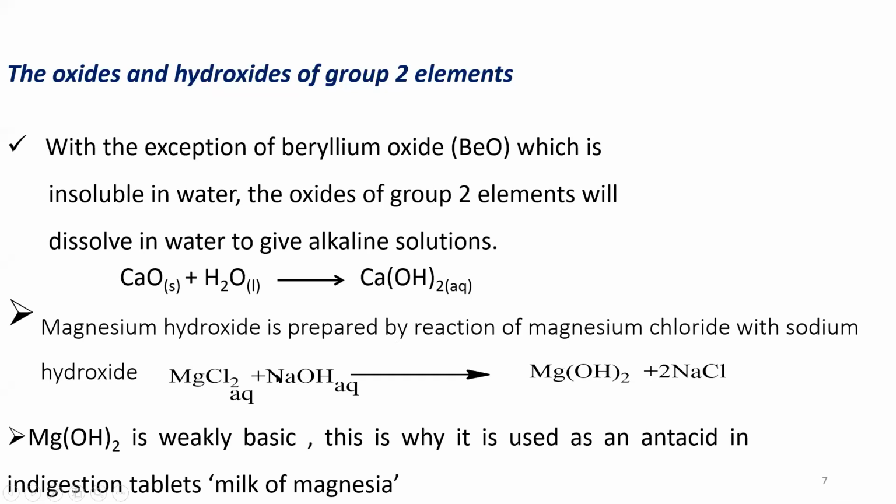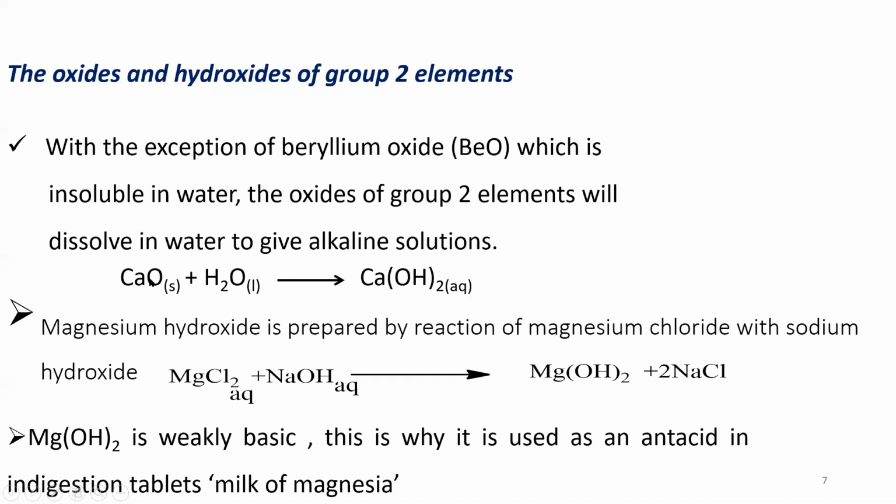Your magnesium will react with steam to form your magnesium oxide. But your magnesium oxide does not react with water to form your magnesium hydroxide. It actually is your magnesium chloride reacting with sodium hydroxide that forms your magnesium hydroxide.